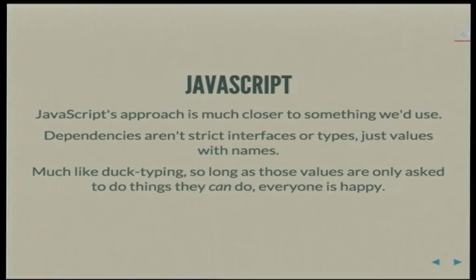So this is actually much closer to how we might do it in Python. The idea of dependencies aren't described with strict interfaces or classes. They're just values with names. They get passed in as parameters, but at the end of the day, a function argument's just a name. You can pass something else in. And it's a lot like how we do things in Python with duck typing. As long as a dependency meets the needs of the code that uses it, everything's fine. We don't strictly check interfaces, although you could if you wanted to.